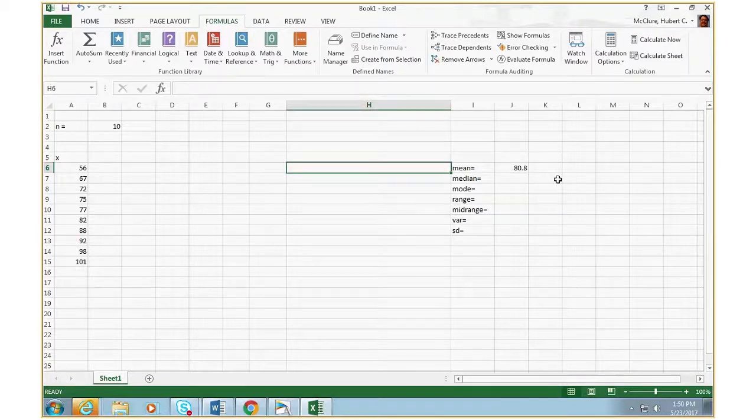Oh, also, let me do this. The mean is also called X bar. X bar is a sample statistic. X bar is the letter X, a sample statistic. So if somebody puts up X bar on a presentation, you know it deals with the sample.